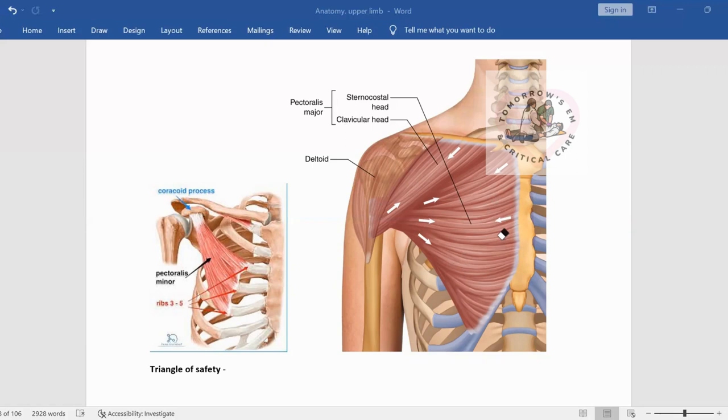Okay, insertion. Bicipital groove. Lateral lip of the bicipital groove. Okay, so the tendon lies in between. This one is the humerus, think. This one is the humerus. This is the bicipital groove.